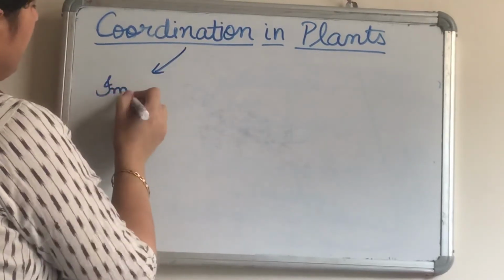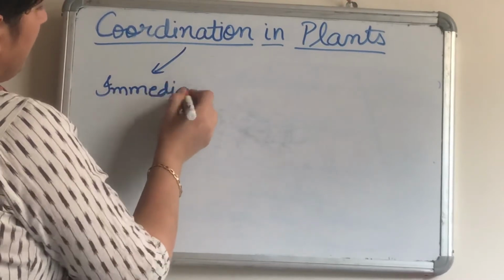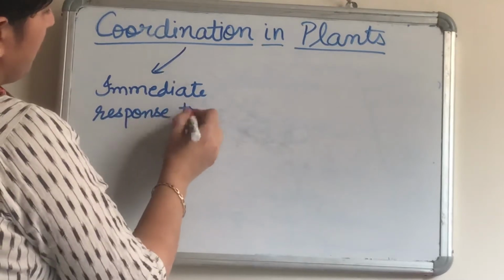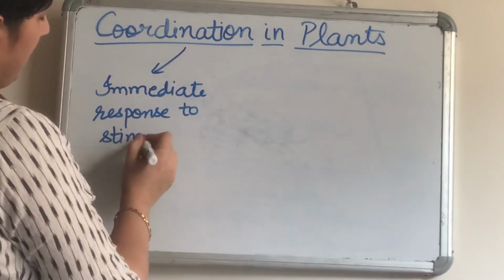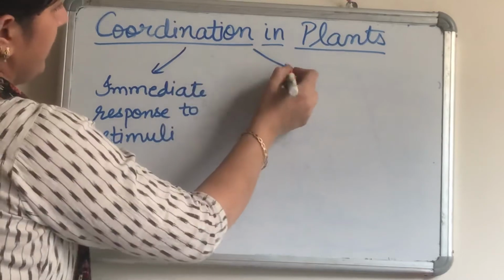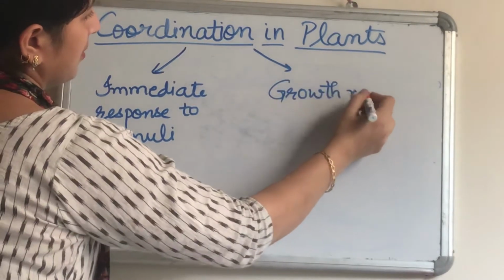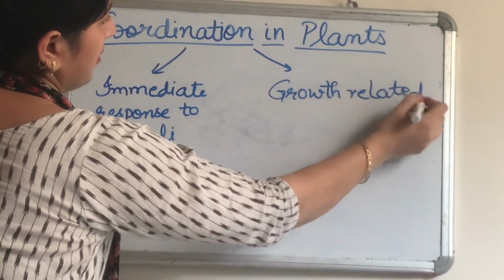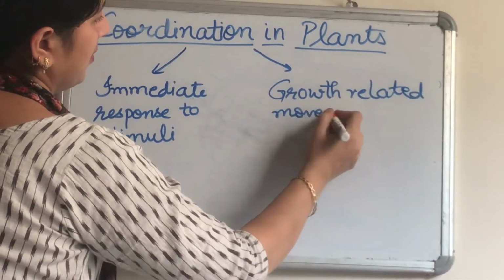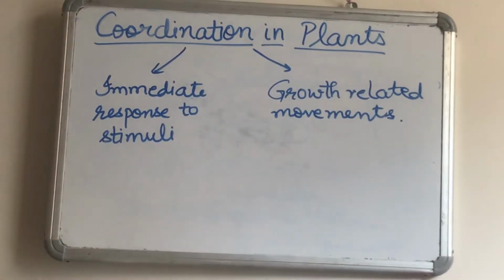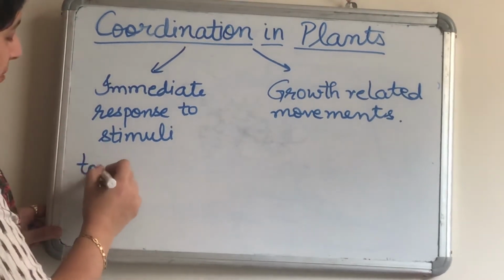So first is immediate response to stimuli, and second is the growth related movements. Now in plants they are also very well coordinated. First is the immediate response to stimuli, and the example of it is touch me not plant.